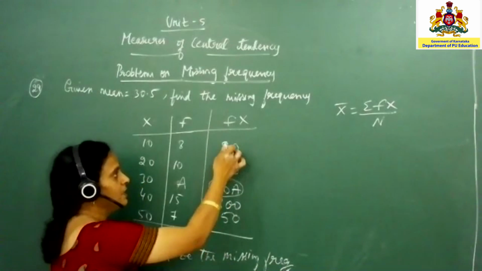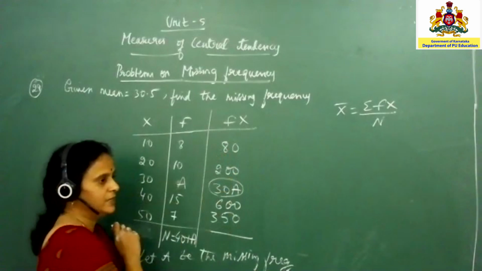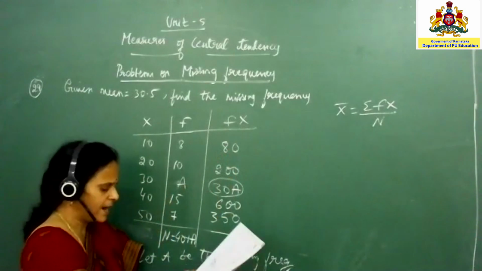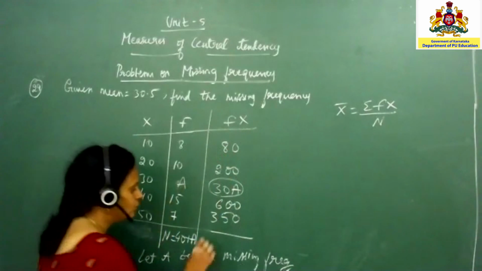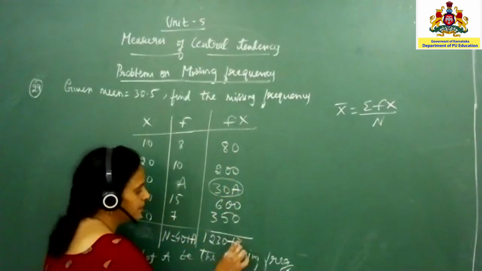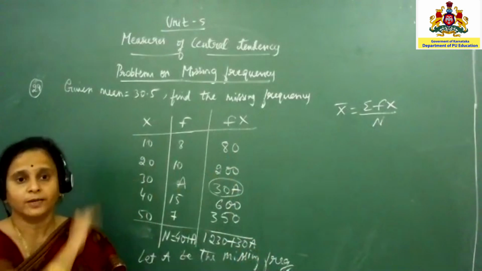So to start with, I should add up 80 plus 200 plus 600 plus 350, without this 30A. If I just add up, I'm getting 1230. Now I include plus 30A. So now the table work is over. Now I have to make a substitution.